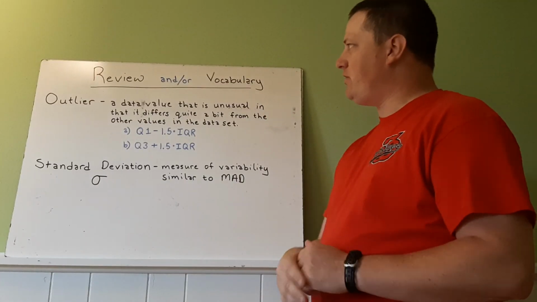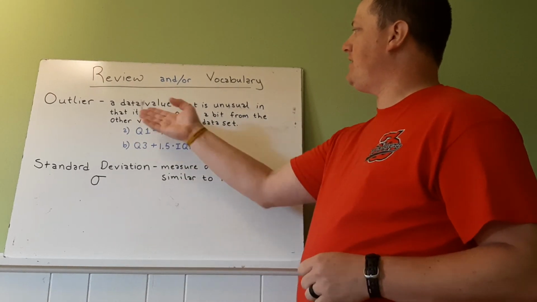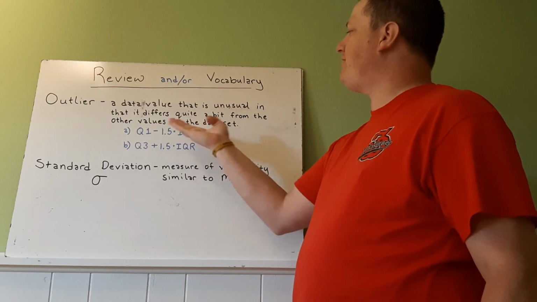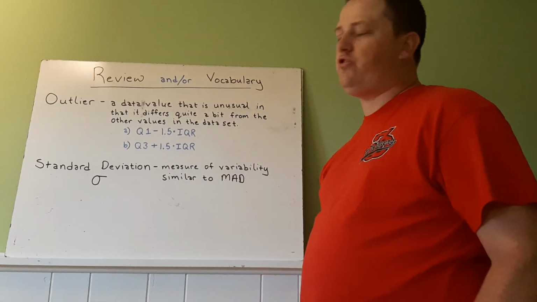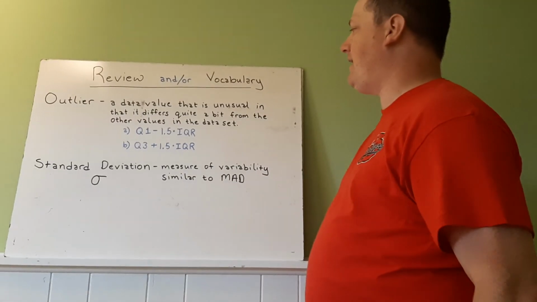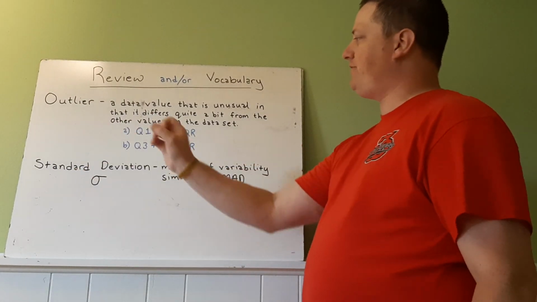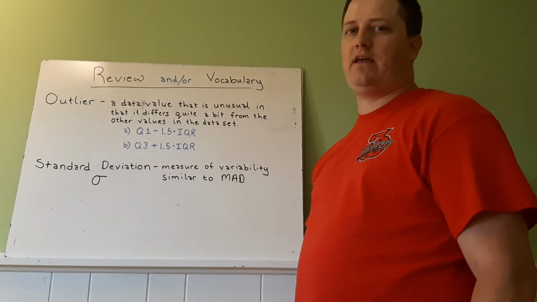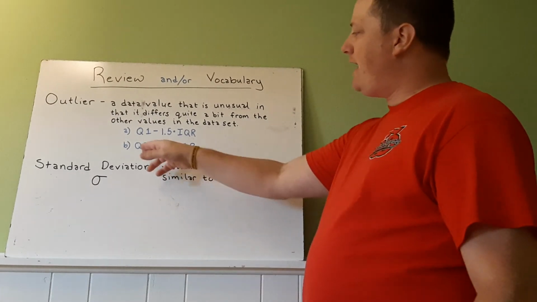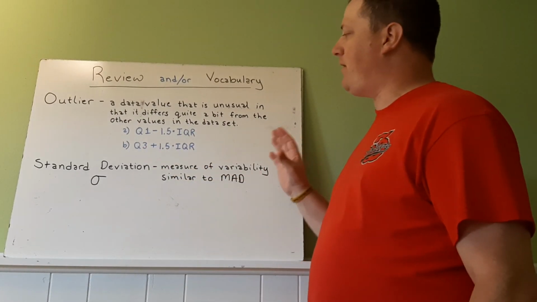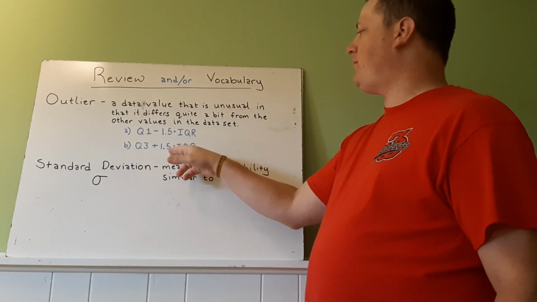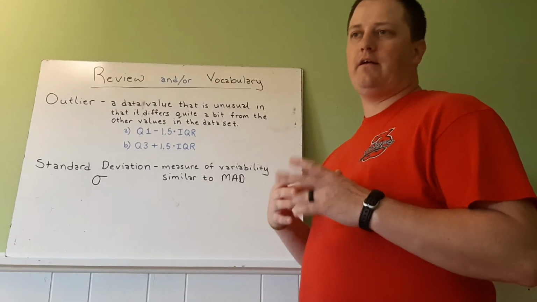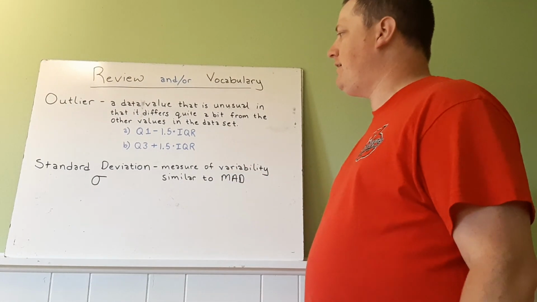So a couple things to review are outliers, which is a data value that is unusual in that it differs quite a bit from the other values in the data set. Remember, there are two ways to figure out if a number is an outlier. If it's on the small side, the left side of the graph, you would use Q1 minus 1.5 times the IQR to check if it's an outlier. And if it's on the right side, if it's the bigger part, then you use Q3 plus 1.5 times IQR. Use those and you can determine whether the extreme is an outlier or not.